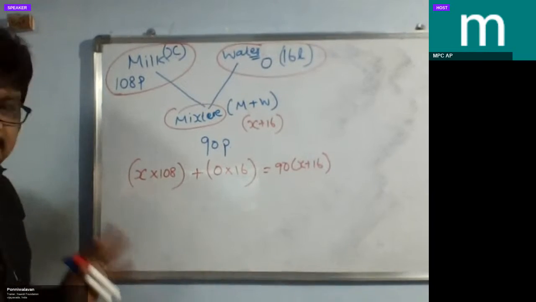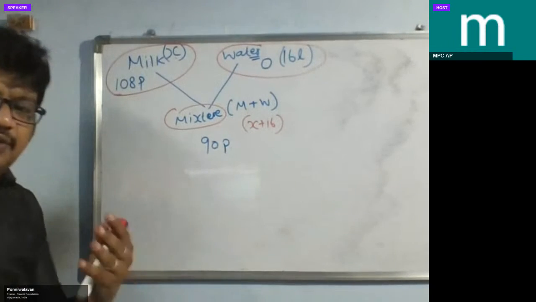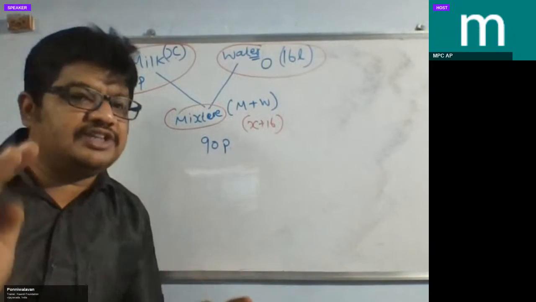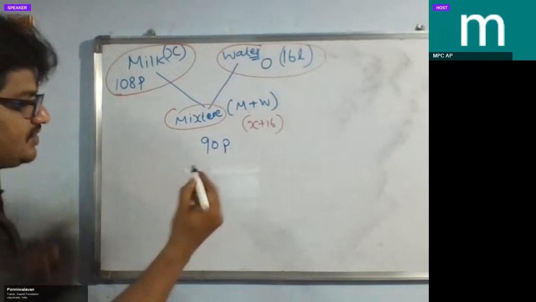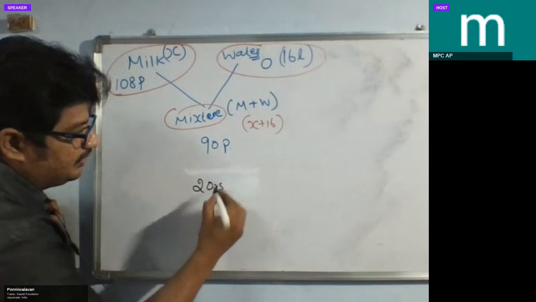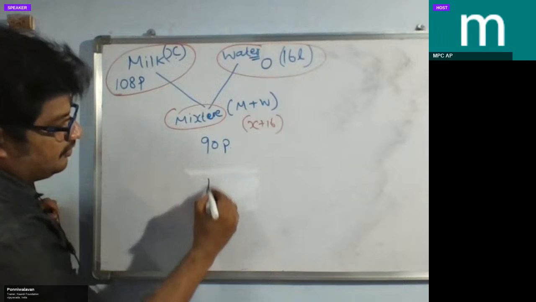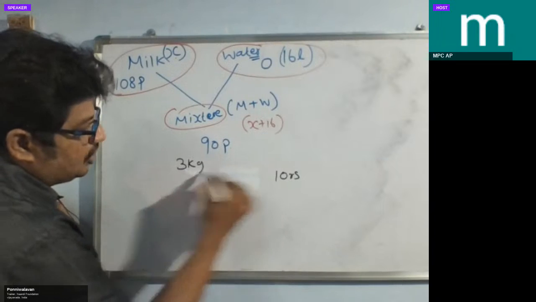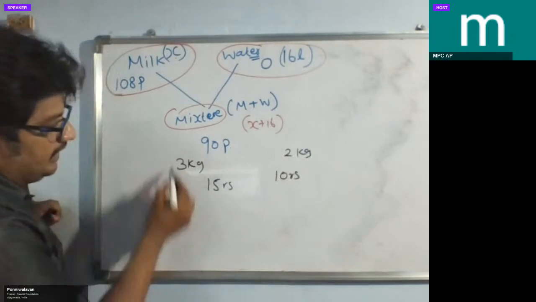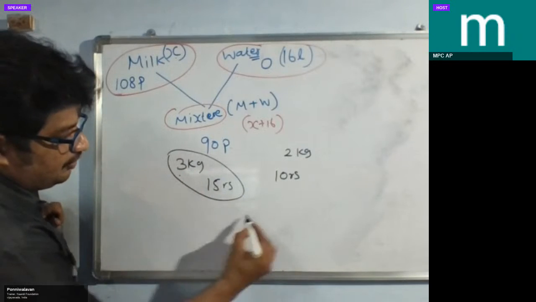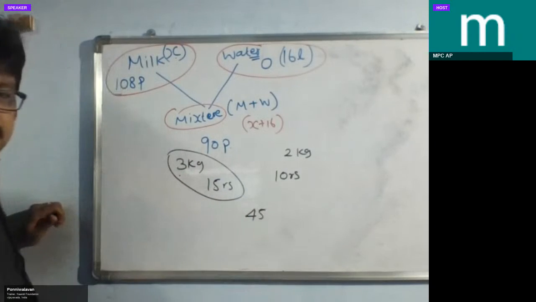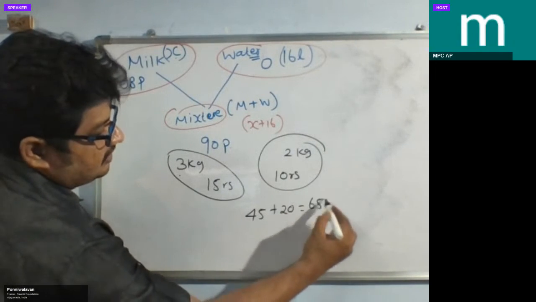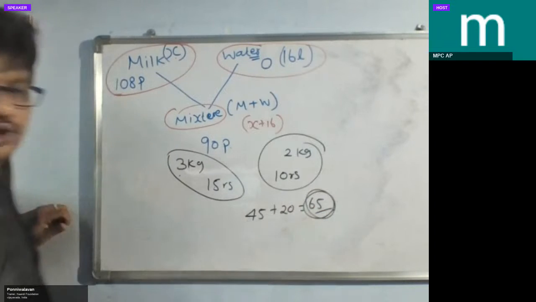Listen, just a minute. I want to revise the first question for you. What did we do in the first question? 15 rupees, 10 rupees, 3 kg, 2 kg. What did you do? 3 into 15, 45, and 2 into 10, 20, total 65. This is the total worth we told, right?